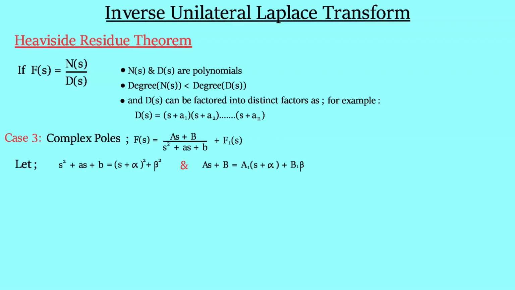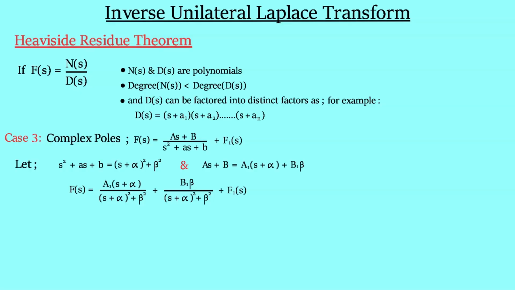In such cases, first we have to rearrange the denominator in the form a square plus b square. Here a is s plus alpha and b is beta. And after converting the denominator, we will convert the numerator in terms of s plus alpha and beta. After rearranging the expression of numerator and denominator, we will put these values in the Laplace transform function like this.